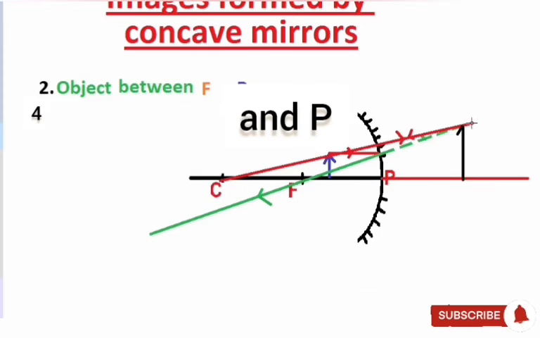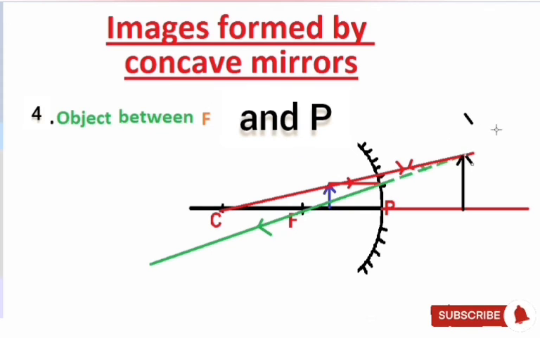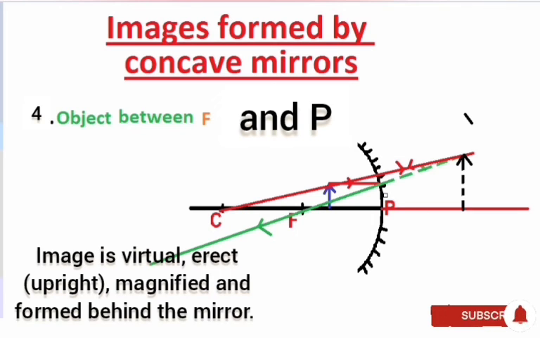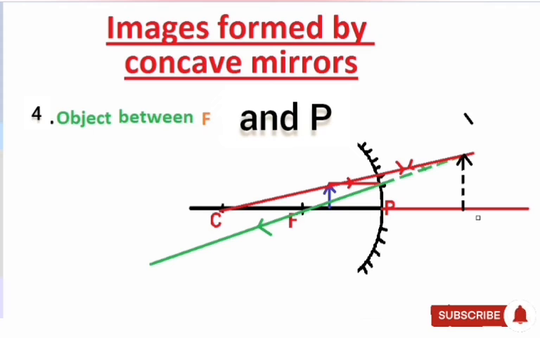So I'm going to break the lines to show that they are virtual images. The images formed are virtual images, so that is why I am breaking the lines. The nature of the image formed here is that the image is virtual, it is erect, and it is also magnified. You can see that the size of this image is greater than the size of the object. And this is the only case where the image is formed behind a concave mirror. For all other cases, the images are always formed in front of the concave mirror. But when the object is placed between F and P, the image is formed behind a concave mirror, and it is virtual and also erect.